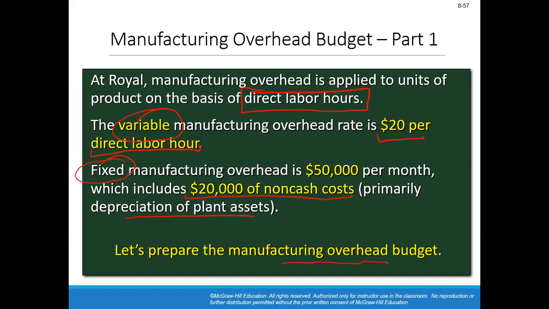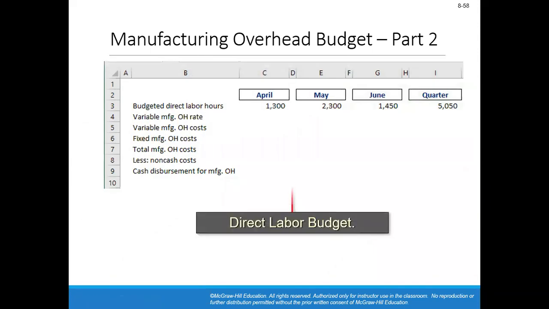Now let me ask you, in terms of the information given, what should be the first line item in the manufacturing overhead budget? Should it be something like production units or sales units? Yeah, Jubair, you have given the right answer. It should be the direct labor hours. As we have been told, the direct labor hours is the baseline. Okay, so let's start with that.